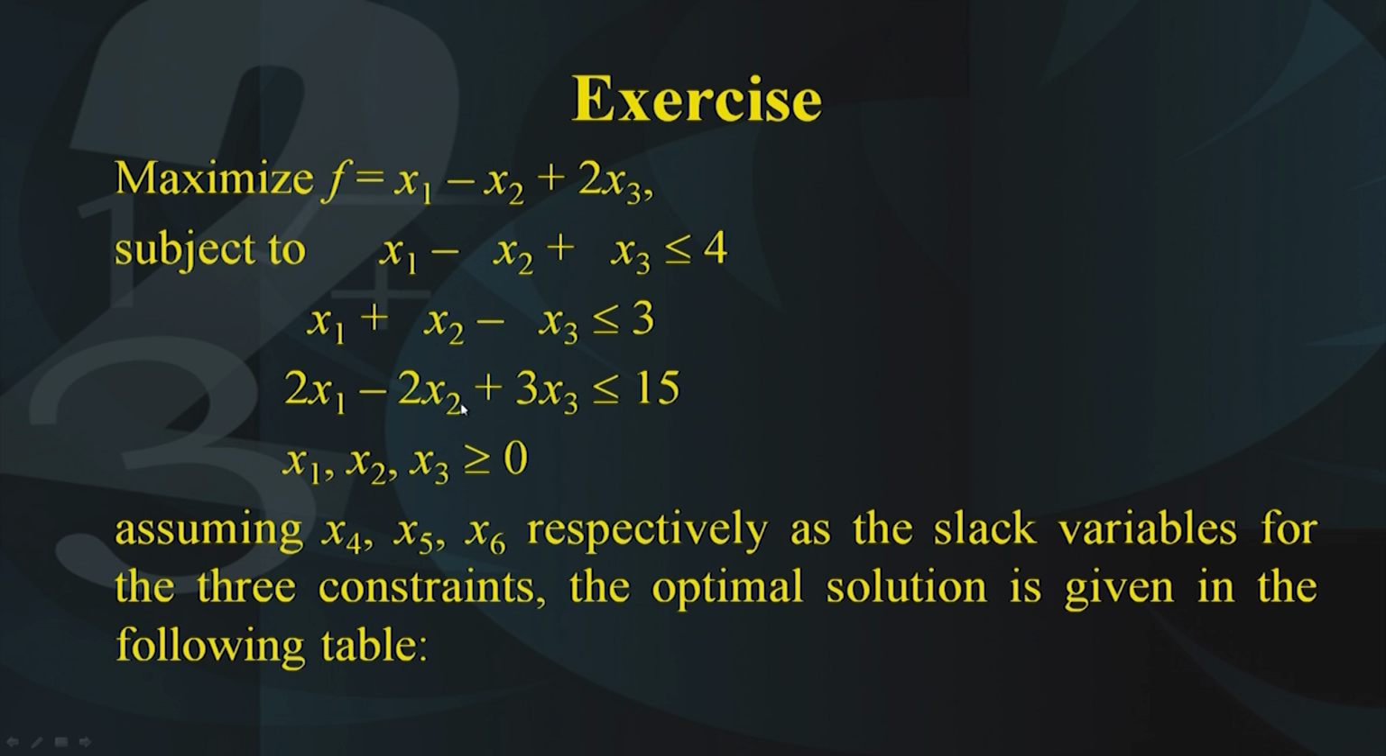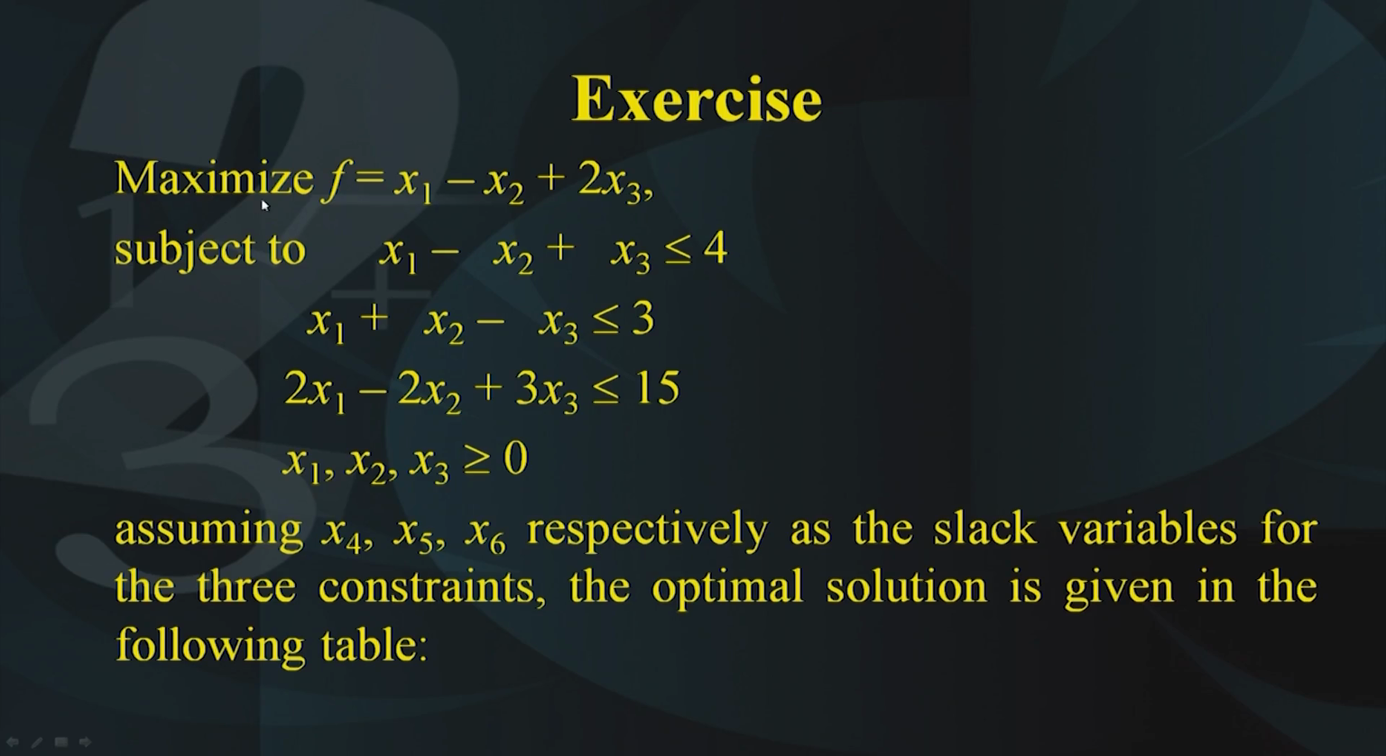Now, similar analysis can be performed for other constraints as well. Therefore, we have studied what happens if a change is made in the objective function coefficients, and what happens if there is a change in the right hand side. So, at the end of the lecture, I would like you to solve this question: maximize f equal to x1 minus x2 plus 2x3 subject to x1 minus x2 plus x3 less than or equal to 4, x1 plus x2 minus x3 less than or equal to 3, twice x1 minus 2x2 plus 3x3 less than or equal to 15, x1, x2, x3 all greater than or equal to 0.